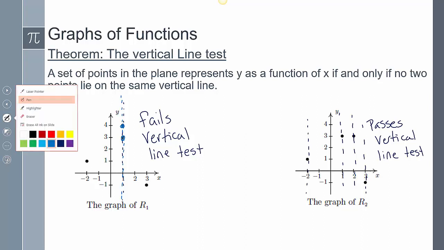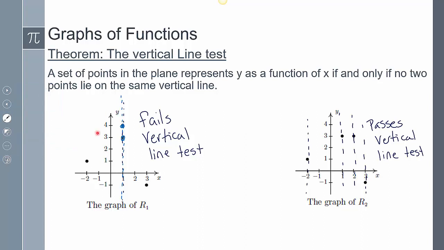And so that's why I can say through the vertical line test, this is not a function and this is a function. Now, another thing just to point out, you're not drawing one vertical line. You have to imagine an infinite number of these vertical lines being drawn, and if at any moment one of those vertical lines fails, it is not a function.